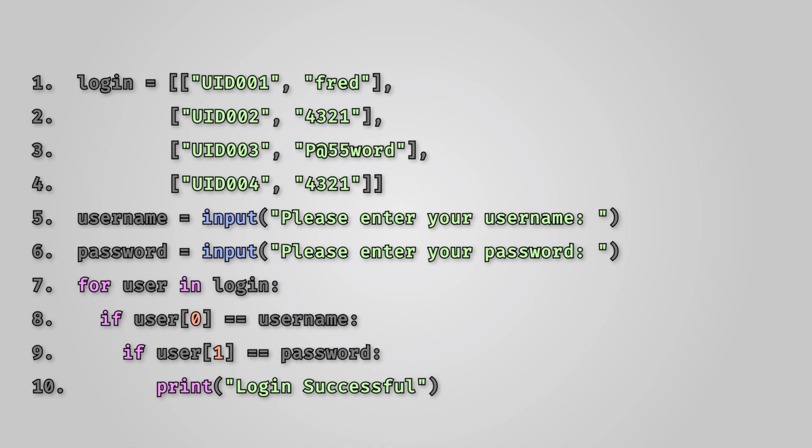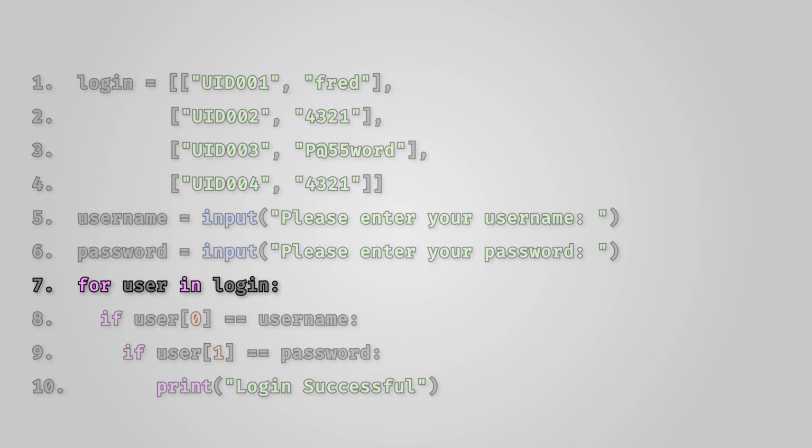Let's look at the key parts of this Python code. On line 7, we start to loop through all of the rows of our array. After this, we check to see if the current row's username, column 0, is equal to the username the user has inputted. If we have a matching username, then we check to see if the password in this row is equal to the password the user has inputted. If it is, we display a welcome message.